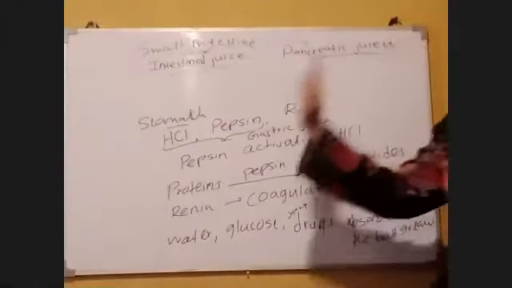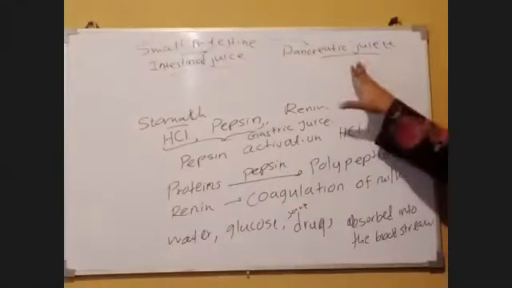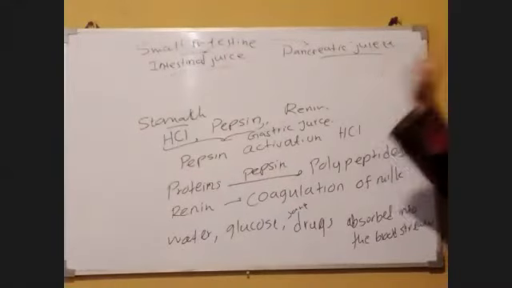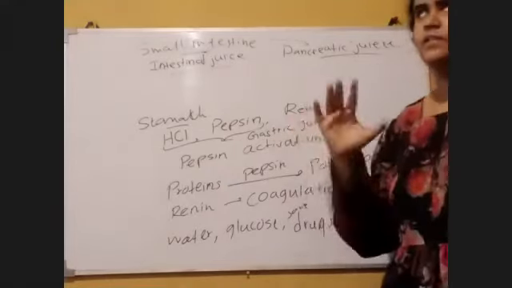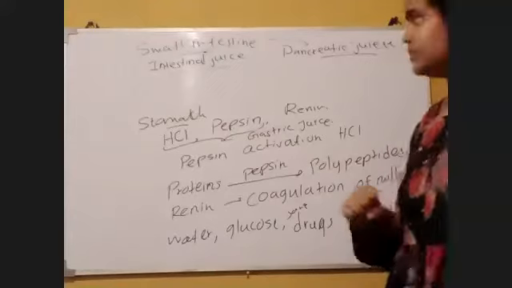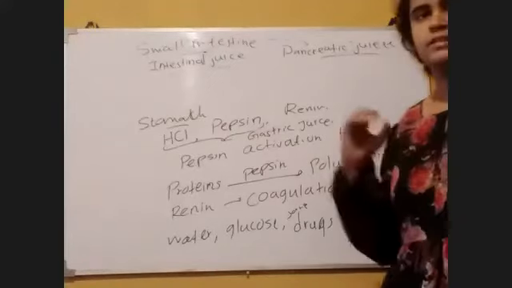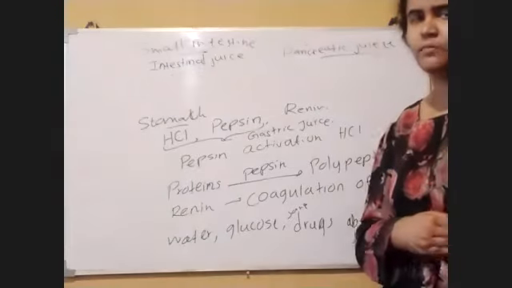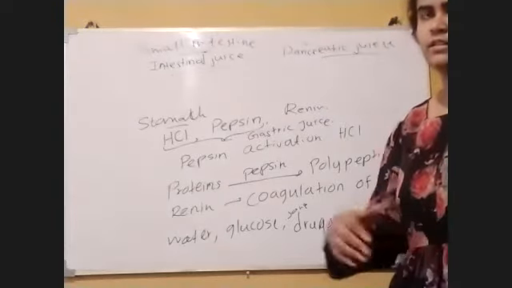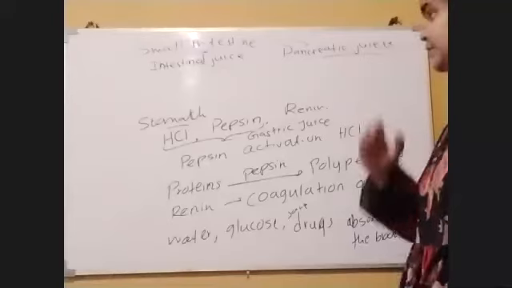They are secreted into the small intestine, and there are another three types of enzymes collectively known as pancreatic juice. Pancreatic juice is secreted into the small intestine from the pancreas.